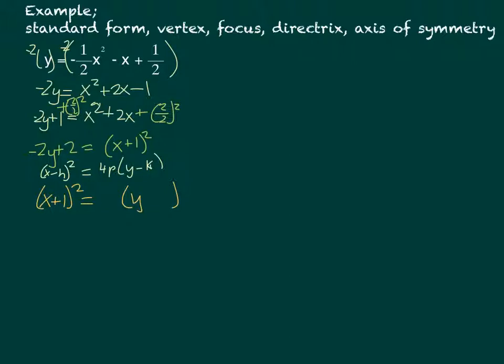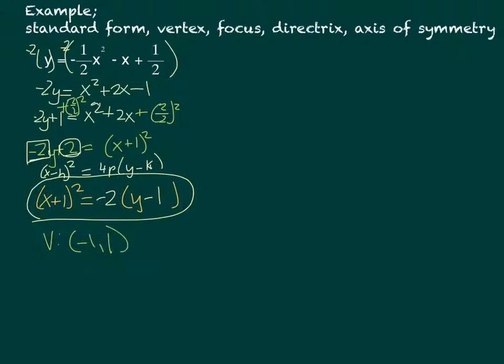So what I need to do here is figure out what I need to factor out to get a 1 as my coefficient. It looks to me like what I need to factor out is a -2. If I factor out a -2, that's going to give me -2 on the outside, and inside the parentheses I would have y minus 1. So that is my standard form equation. Now my vertex is easy to find. My vertex is going to be my h, k, so that's -1, 1.